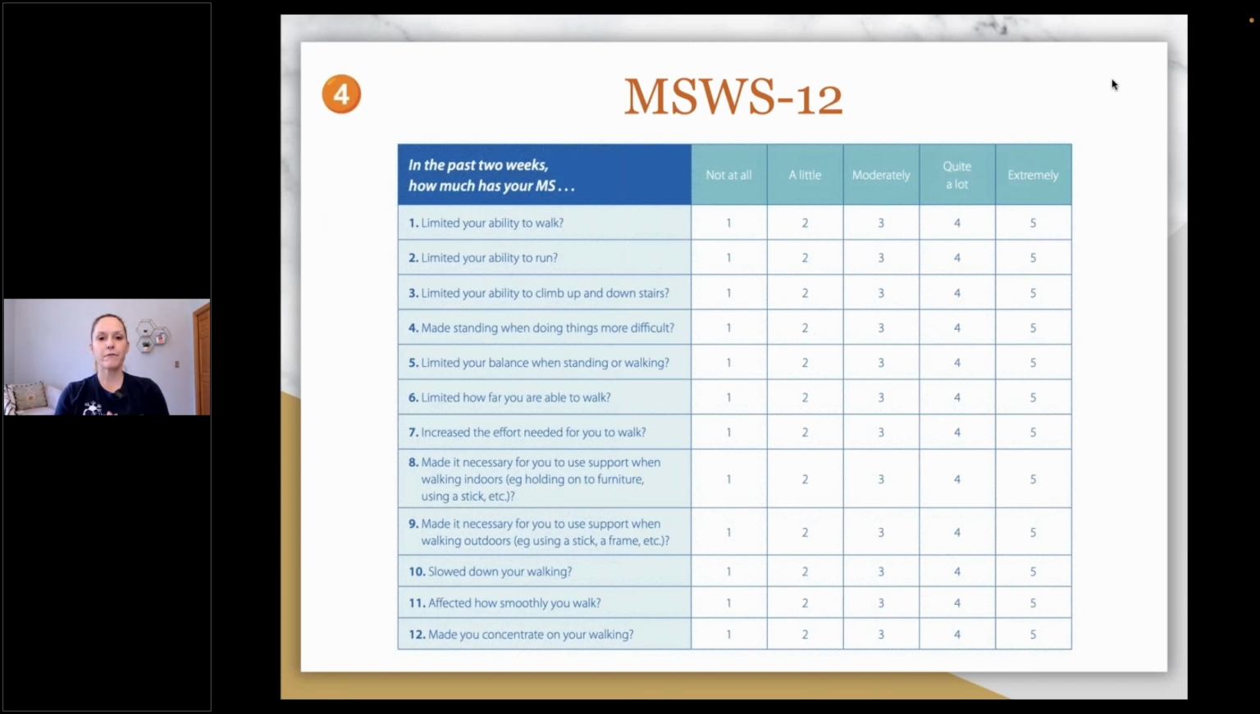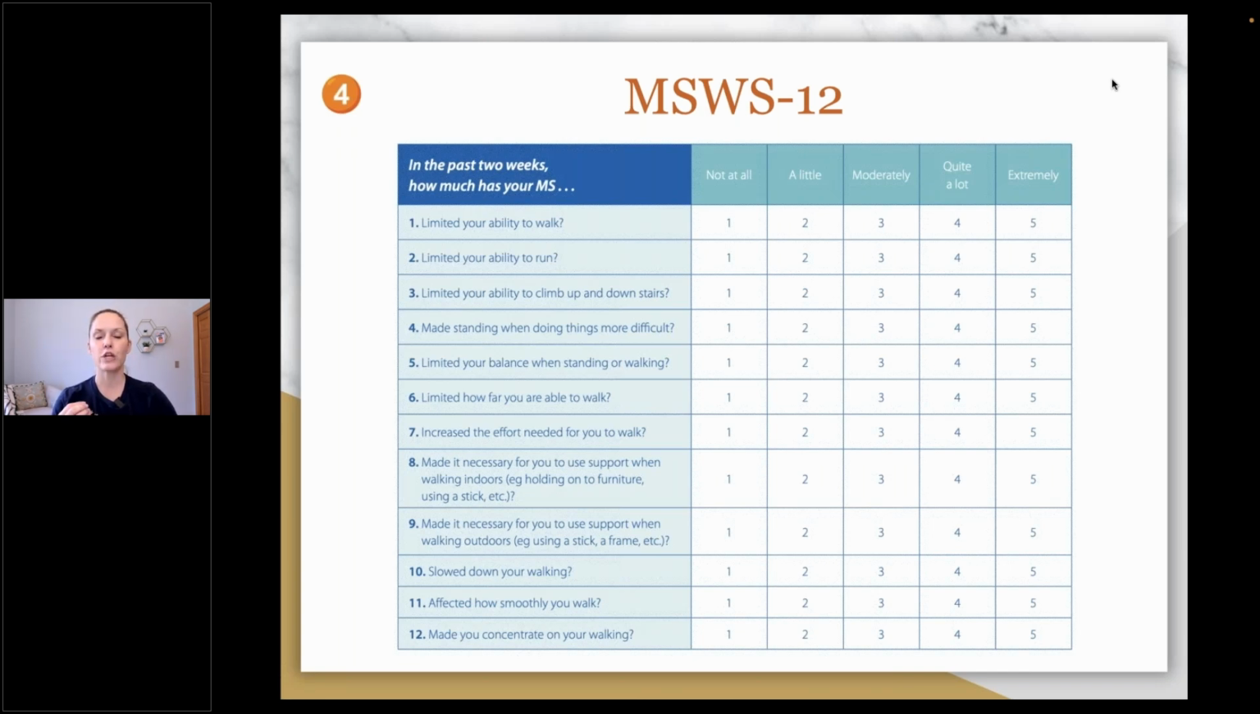So if you are using a mobility aid of any kind, and honestly, not just mobility aids, but even electrical stimulation, like the Bioness or the walk aid or the Sionic neural sleeve or an AFO, if you're using anything during your time that you are comparing, so for the MSWS 12, and you're thinking, okay, in the last 2 weeks, how much has my MS affected my walking? Keep that in mind and write it down next to it.